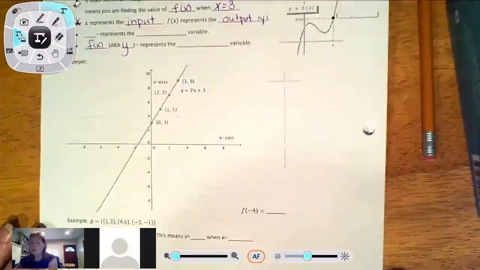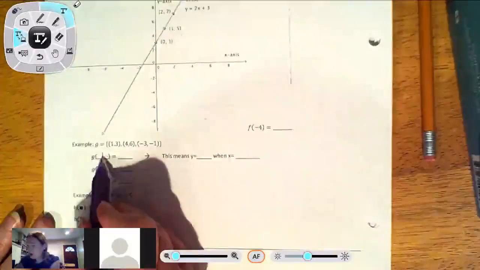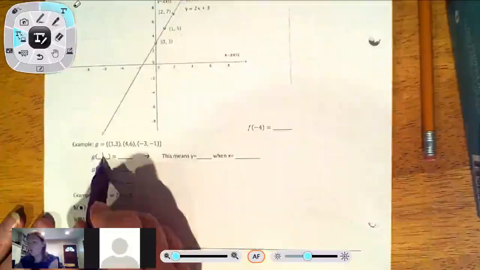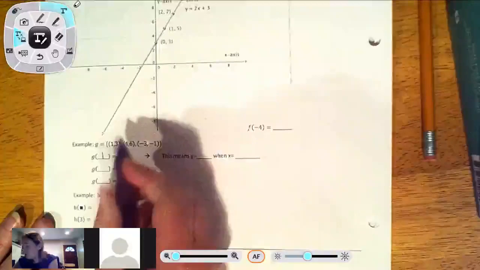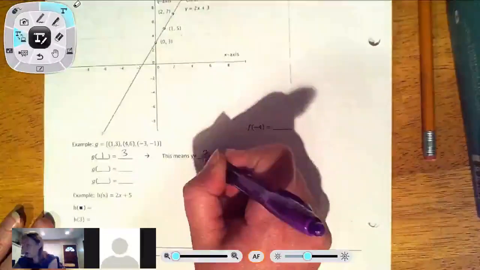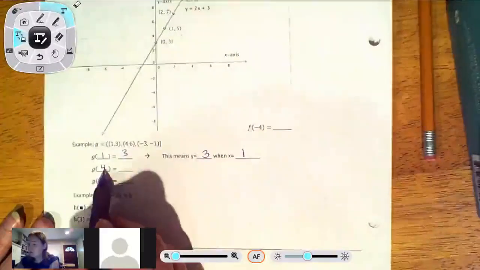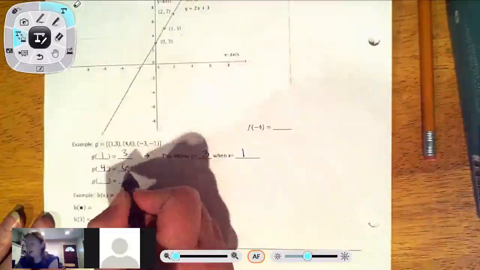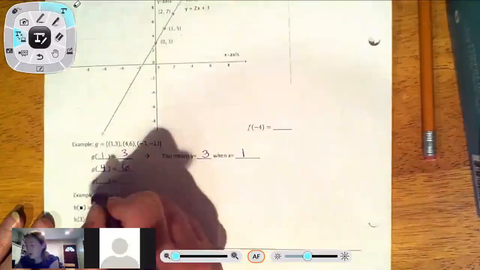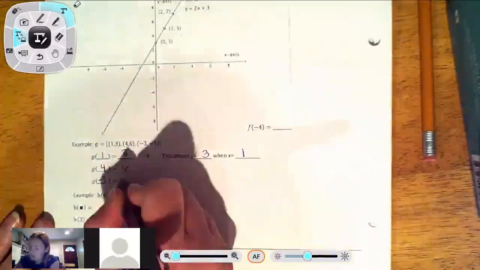So let's take a look at this example down here. What is g of 1? So when I have an x of 1, what is my y? 3. So it means y is 3 when x is 1. What if I have a 4 here? What's g of 4? 6. So there's your x. What you get out from that is your y. And then lastly, -3 for your x gives you a g of -3 of -1. Exactly.